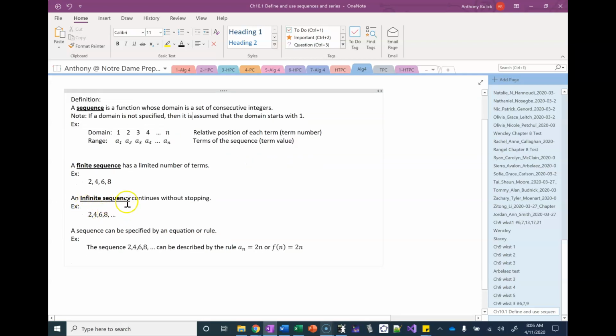An infinite sequence continues without stopping. So for example, if we have the sequence 2, 4, 6, 8, and then we have these ellipses at the end, that's the name for these 3 dots, that means that this sequence is going to continue forever, following the same pattern that we see going on here.